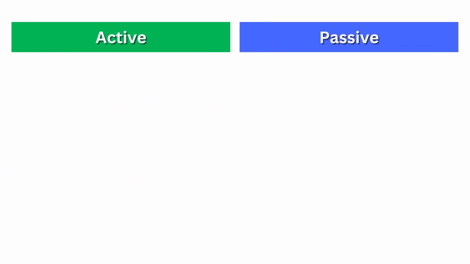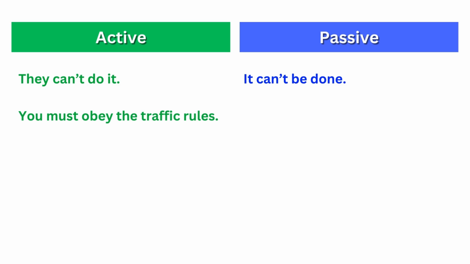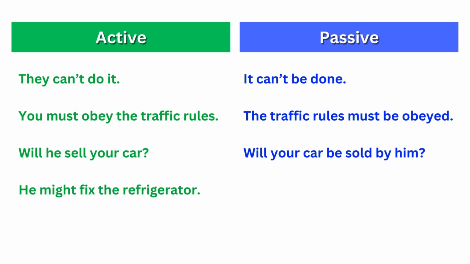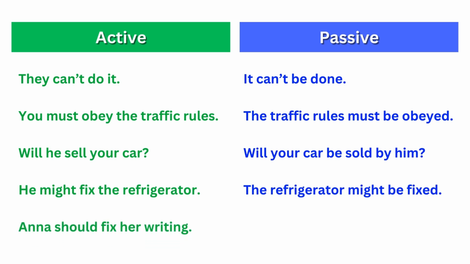Now let's have some more examples. They can't do it. It can't be done. You must obey the traffic rules. The traffic rules must be obeyed. Will he sell your car? Will your car be sold by him? He might fix the refrigerator. The refrigerator might be fixed. Anna should fix her writing. Her writing should be fixed.